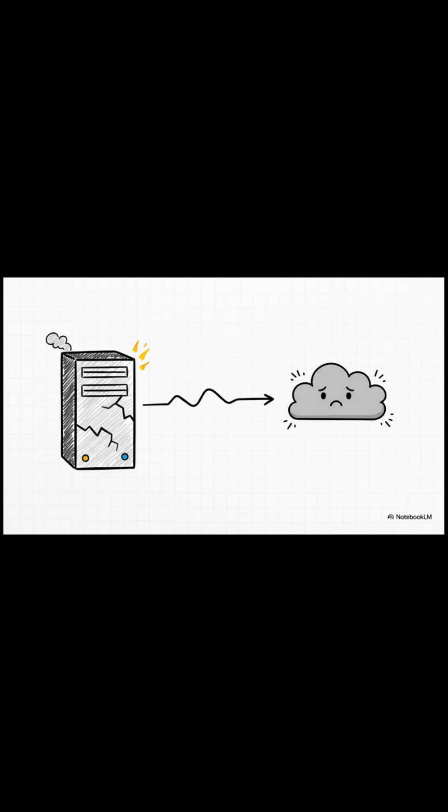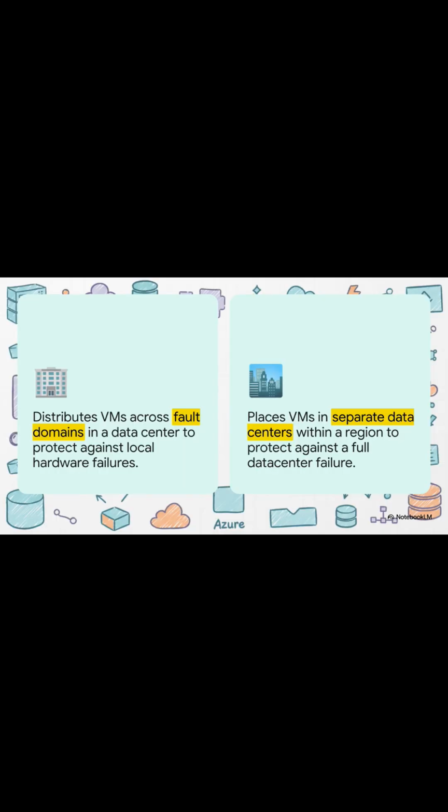So how do we protect against this? This is where Azure gives you this awesome two-tiered safety net. And honestly, understanding the difference here is one of the most important things for guaranteeing your app stays up. On the left, you've got availability sets. Think of these as protecting you from failures inside a single building. It's like taking your VMs and spreading them out across different server racks with different power sources, so if one rack fails, no big deal, your app keeps running on the others.